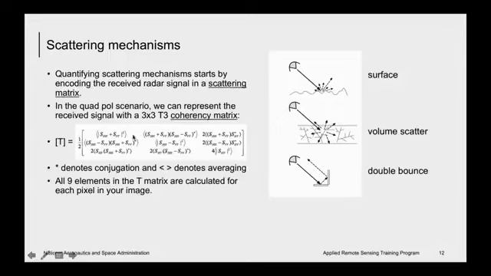So all 9 elements of this matrix are calculated for each pixel in your image, using averaging, using a moving window. So again, as a first step of working with polarimetric images, you're going to be prompted to select the size of this window. And this is how the size is used. It's used in the averaging during the construction of the scattering matrix.